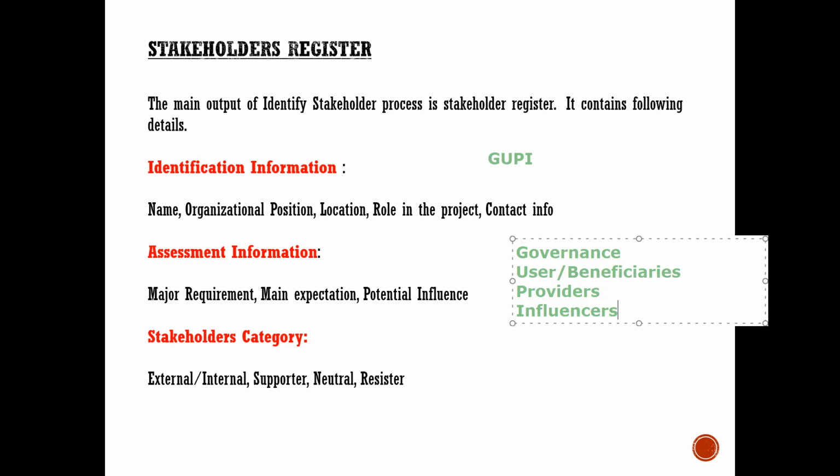For example, if I am constructing a flyover, can people living in the vicinity be influencers? Yes, so they can be influencers. So, if I want to find out all the people who can impact the outcome of my project, I can always look at this acronym GUPI. Now, just tell me one thing. Is a competitor also a stakeholder?